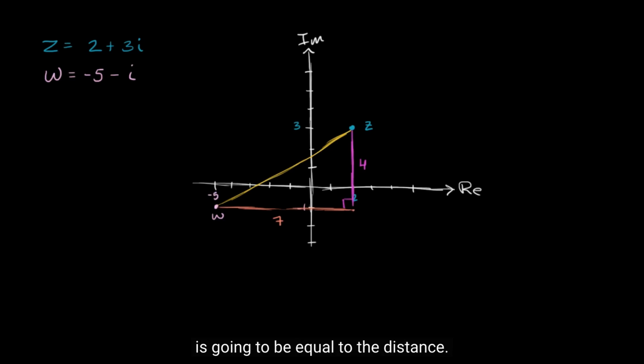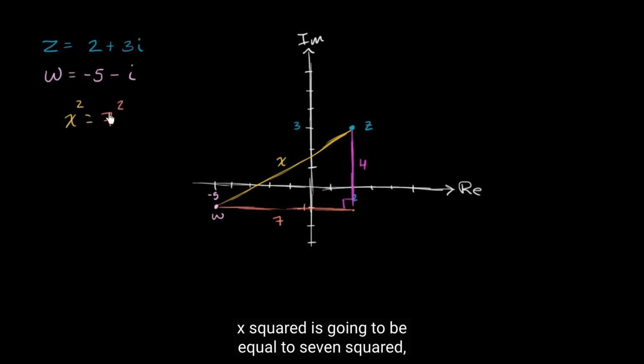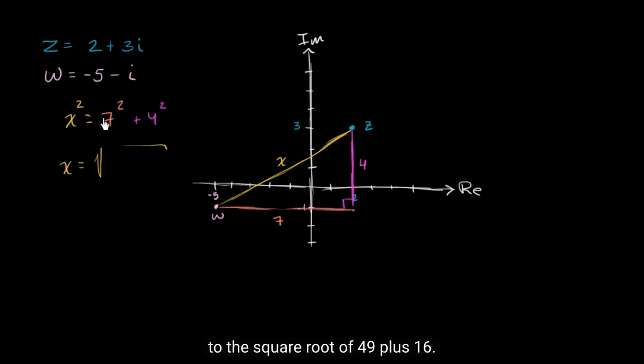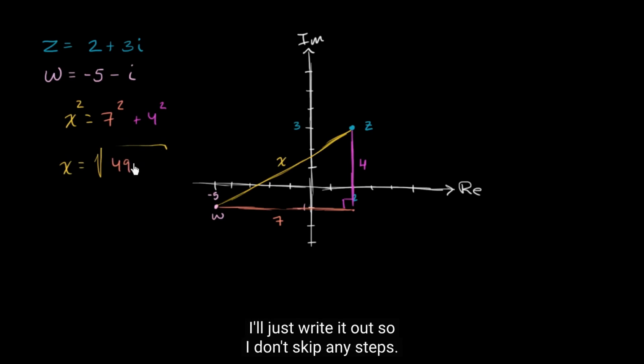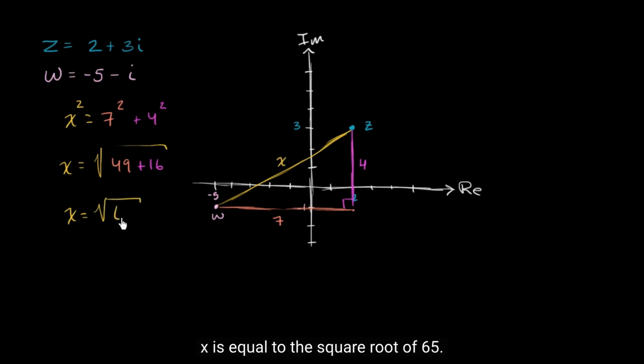So the distance is going to be equal to the distance. Let's just say that this is x right over here. X squared is going to be equal to 7 squared, this is just the Pythagorean Theorem, plus 4 squared. Or we could say that x is equal to the square root of 49 plus 16. I'll just write it out so I don't skip any steps. 49 plus 16. And what is that going to be equal to? That is 65. So x, that's right, 49 plus another 16 is 65. X is equal to the square root of 65.